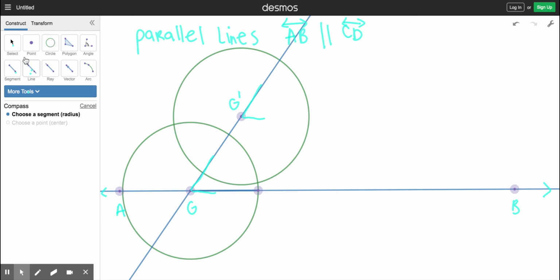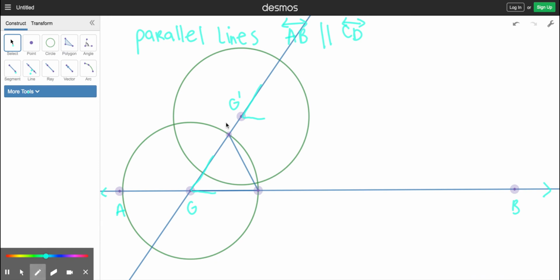Okay. So now I'm going to go ahead and create a segment from this point of intersection to this point of intersection. You know what? I can even name those. Let's call it S and R. I'm just making up letters. Do you see how, well, this was G and this was S. This is G prime, and oh, check this out. There's S prime.